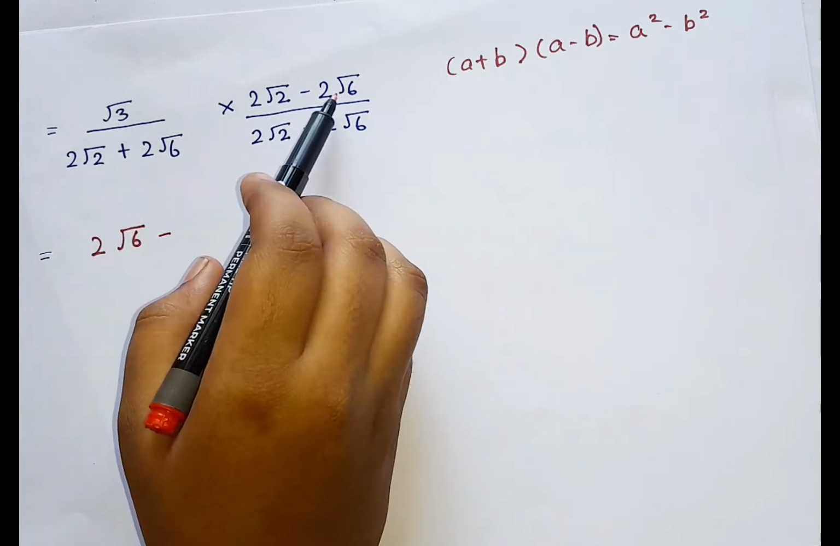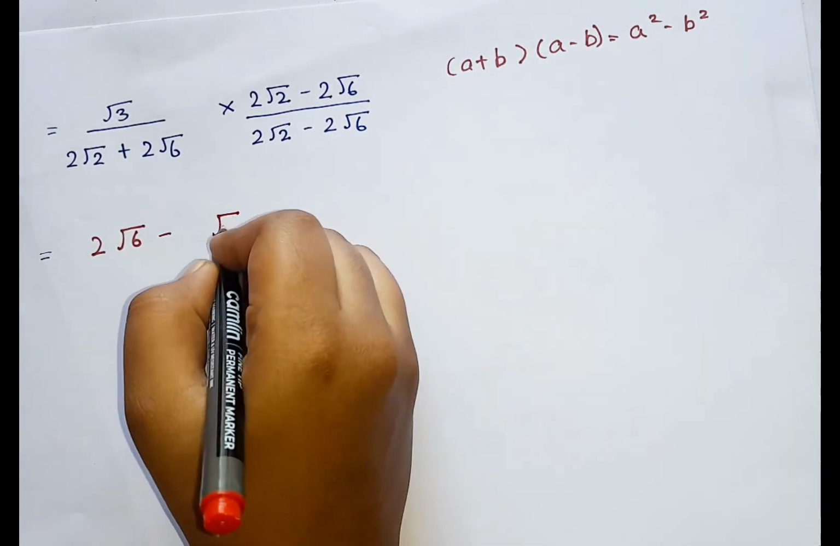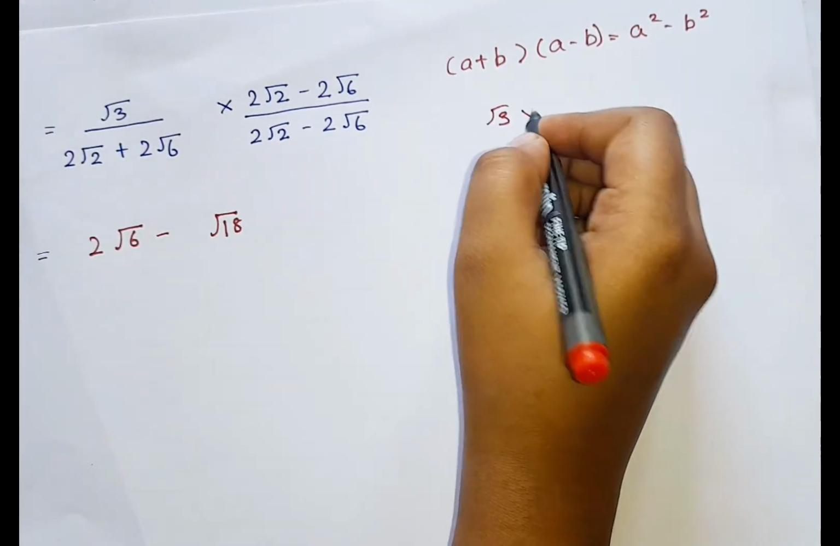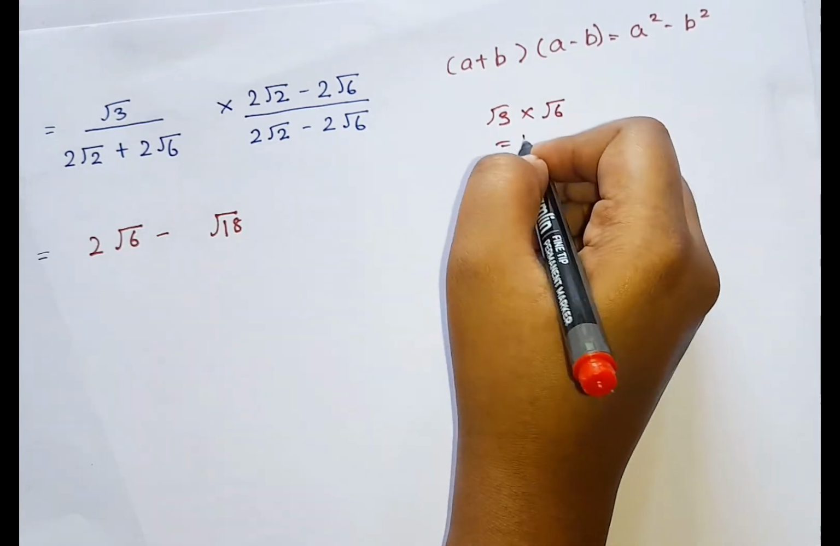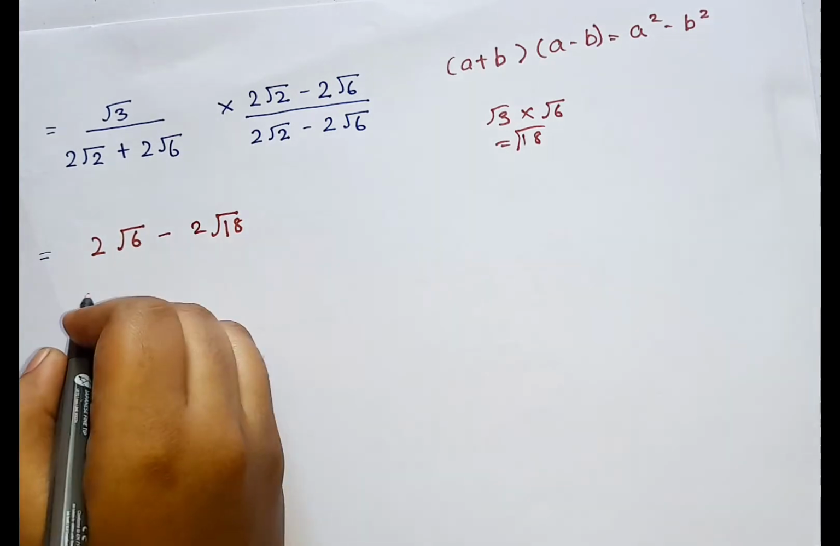Then root 3 into root 6 is, 6 3s are 18, so it is root 18. Why? Because it is root 3 into root 6, isn't it? So the value is root 18. Since I have 2 here, we should write the 2 as it is.